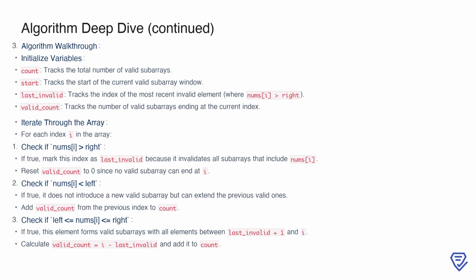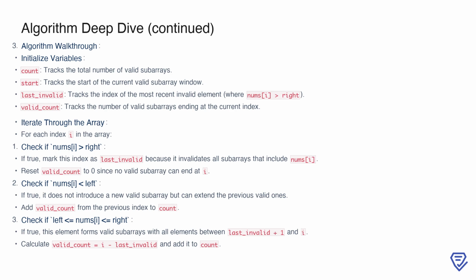Now let's break down the algorithm step by step. We begin by initializing a few key variables. The variable count will keep track of the total number of valid subarrays. Start will mark the beginning of the current valid subarray window, while last_invalid will hold the index of the most recent invalid element, which helps us identify where the current valid window starts. Additionally, valid_count will count the number of valid subarrays ending at the current index.